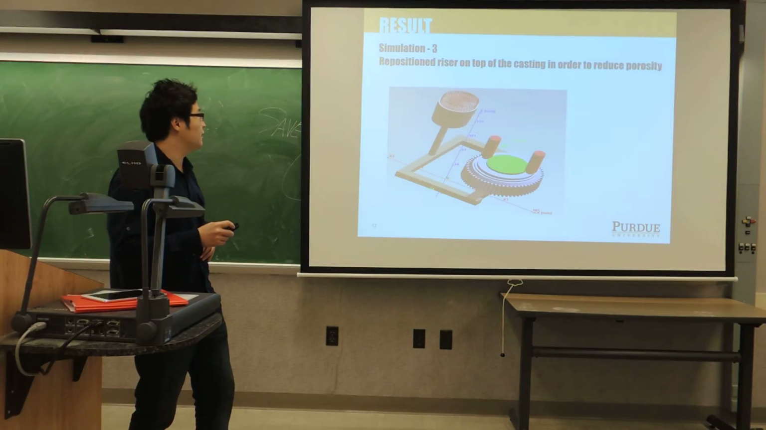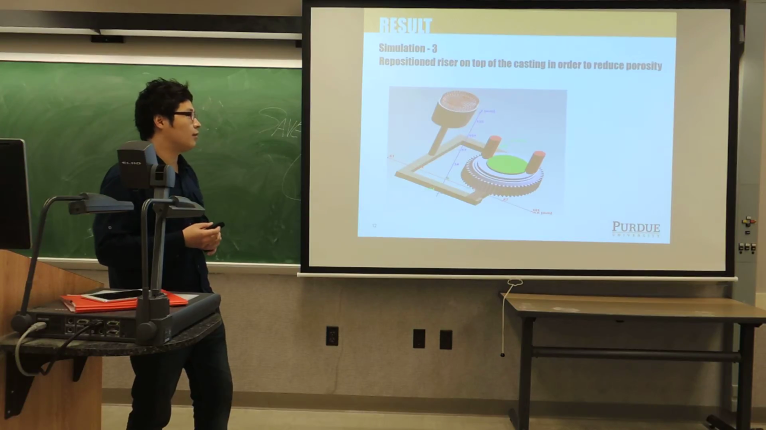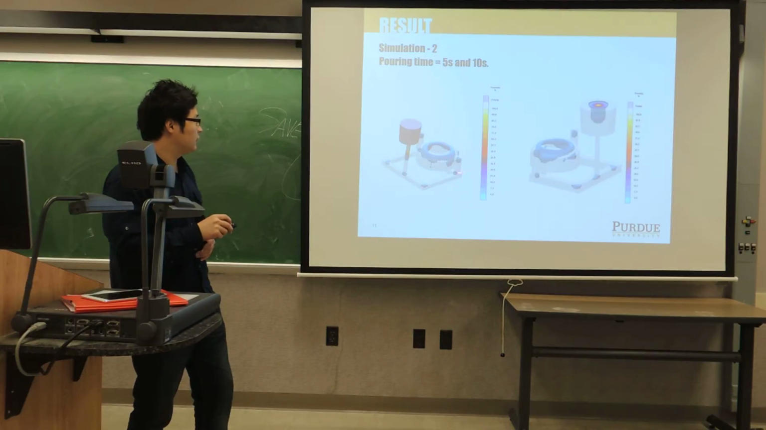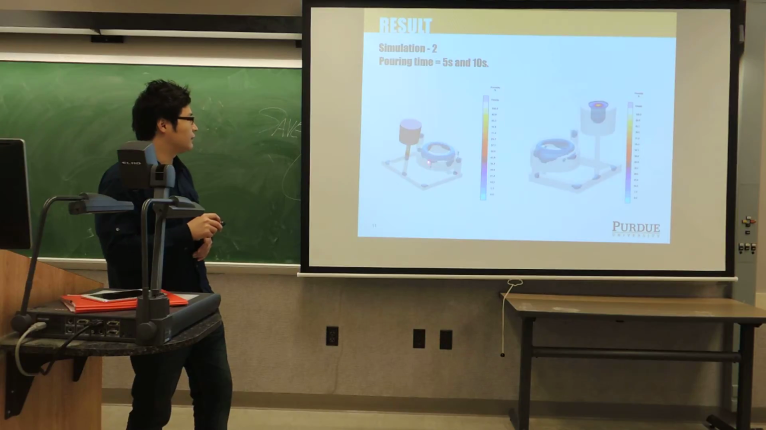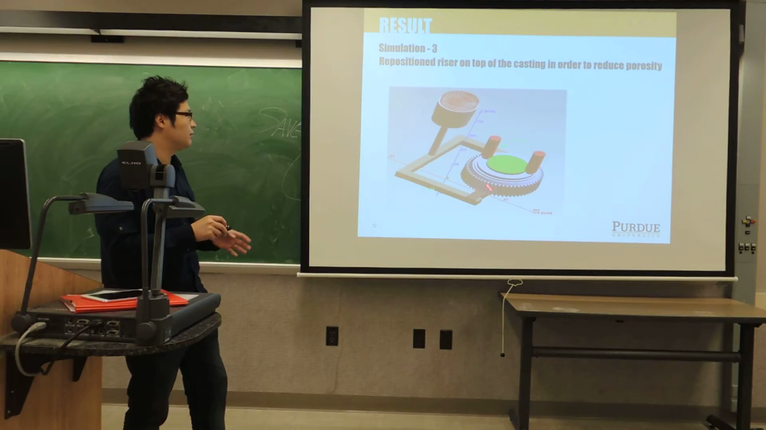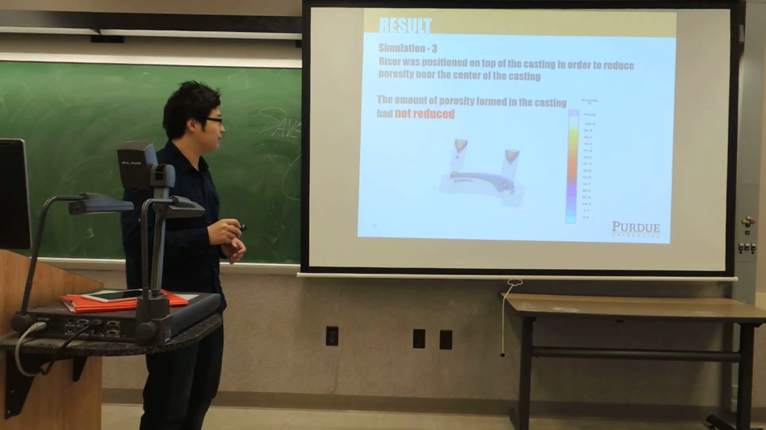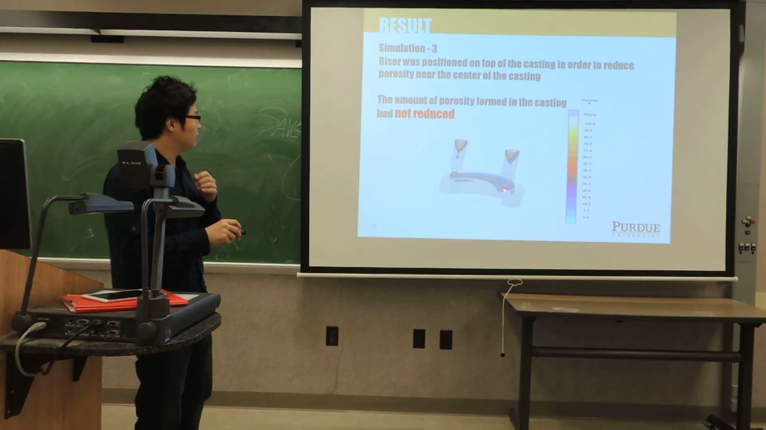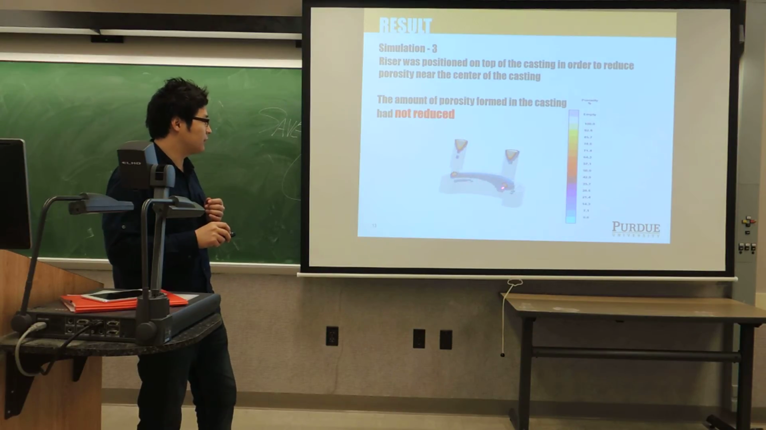So I changed a design variable, which is to move the riser. The risers, located on both sides of the gear, were changed, along with the top side of the gear. But this is the result of simulation 3: still porosity on the top side of the gear.